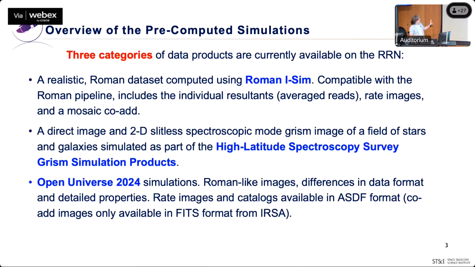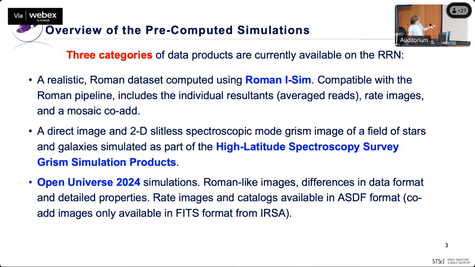We have a direct image and a 2D spectroscopic image that were contributed from the high latitude spectroscopic survey team. I think this was the Galaxy Redshift Survey pit. So this contains a field of stars and galaxies.